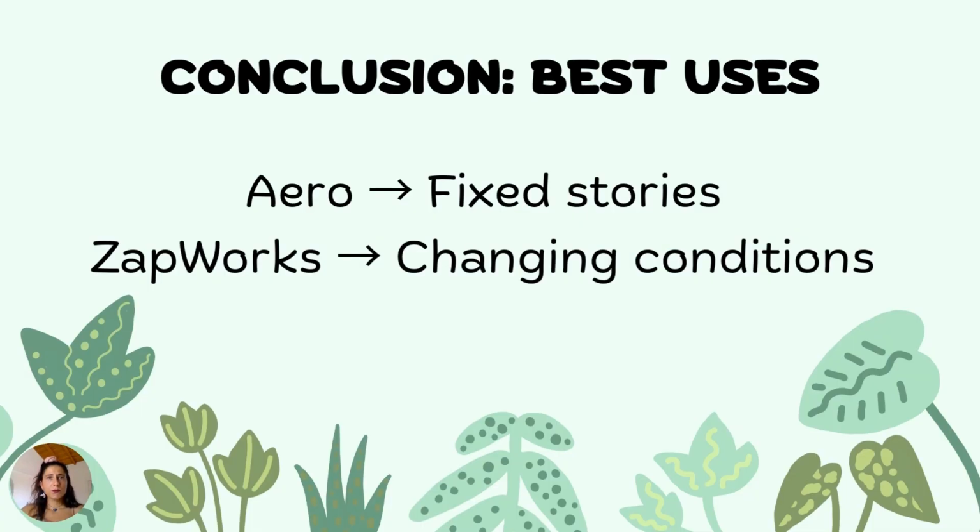So, the conclusion is that Aero is best for fixed stories that do not have changes, like showing the soil layers. But Zapworks is best for activities where conditions are changing, like when plants get dry from heat. Together, their combination covers different needs in environmental lessons.